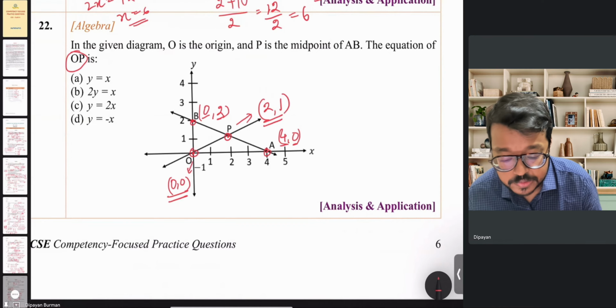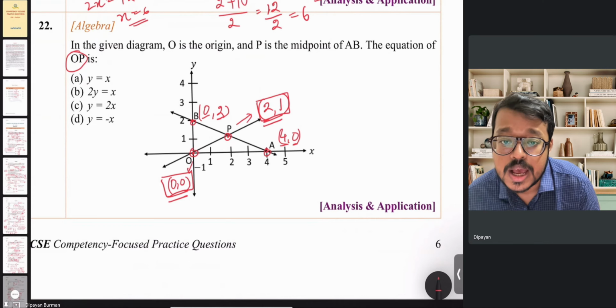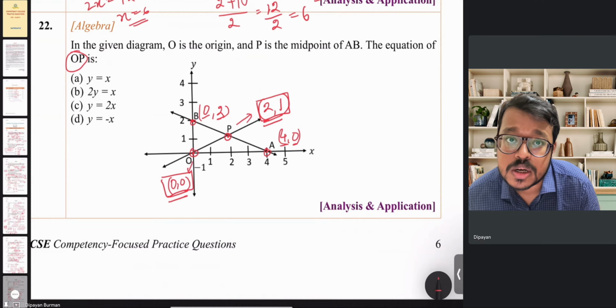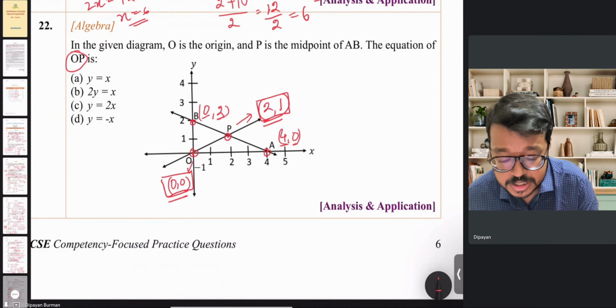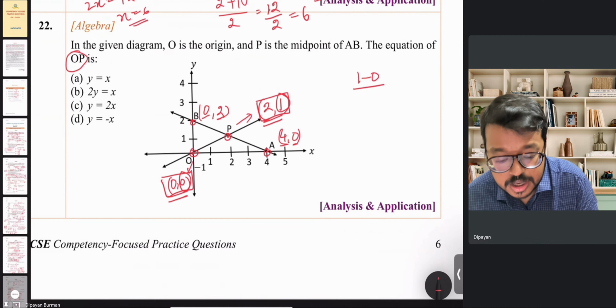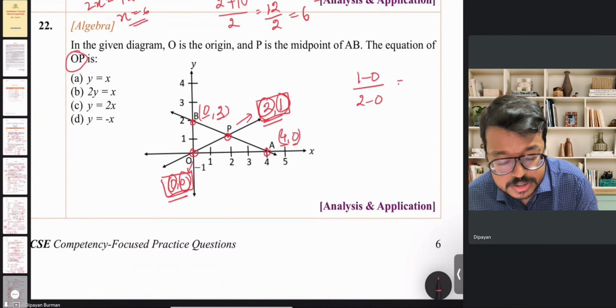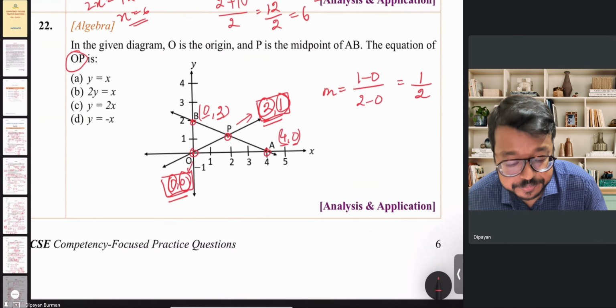Okay, so if I want to find the slope of the line passing through these points (0, 0) and (2, 1), I need to look at the difference of y coordinates by the difference of x coordinates. So the difference of y coordinates is 1 minus 0, the difference of x coordinates is 2 minus 0, which is basically 1 by 2. So this gives me the slope of the line, m.